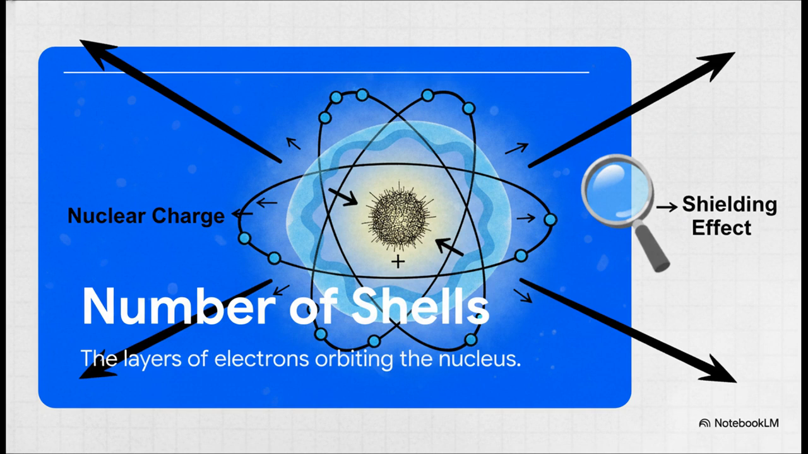But fighting against that magnet is our second puppet master, the number of shells. These are the physical layers of electrons orbiting the nucleus. While the nuclear charge is desperately trying to pull everything inward, adding more shells does the exact opposite. Every single time you add a new shell, you are physically increasing the distance from the center to the edge. It acts like a shield, pushing those outermost electrons further and further away from that magnetic pull.